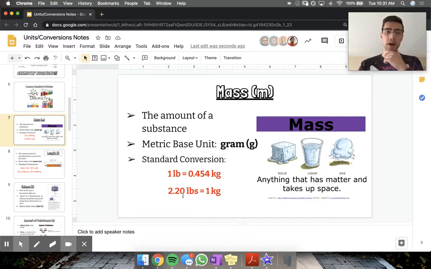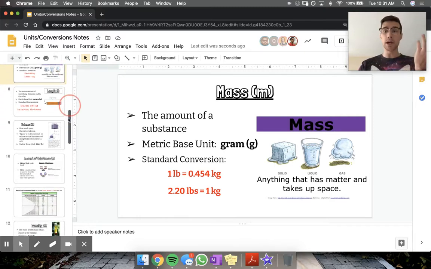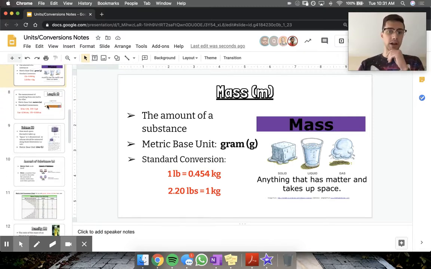But again, the pounds are using the American system, and the kilogram is from the metric system, which is what we use in science. And that has to do with the ease of converting between one unit and another in the metric system, which we'll take a look at. All right. So mass is how much of something do we have?